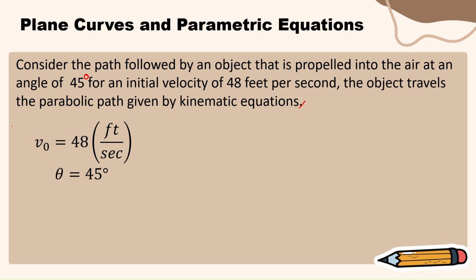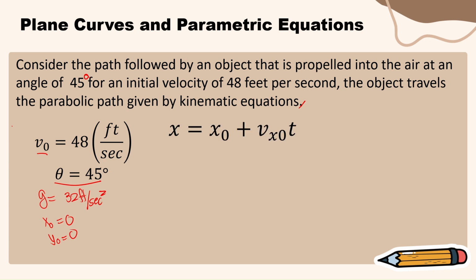Take note lang natin yung given sa problem. We have the initial velocity, which is 48 feet per second. Then the angle of inclination at which the object is being propelled, with reference to the horizontal, is 45 degrees. Then since this is in English units, we will have g equal to 32 feet per second squared. Then ano pa ba? Bali yung x sub naught natin is 0, as well as yung y sub naught.